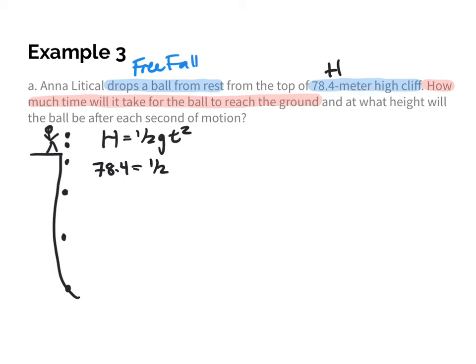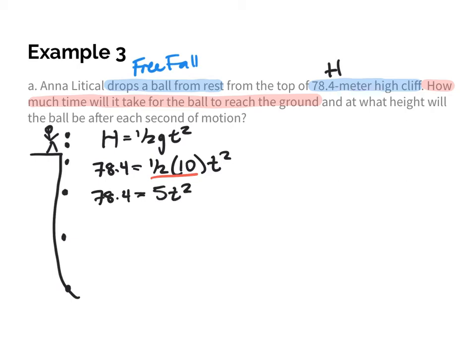Okay, so when it reaches the ground, I know that that value of g is going to be 10. Now technically it's negative 10, but I don't want to have to worry about that negative, so I'm just going to put 10 in here. My goal is to solve for t. So in solving for this, what I'm going to do first is do half of 10, just simplify that. So I have 78.4 equals 5t squared.